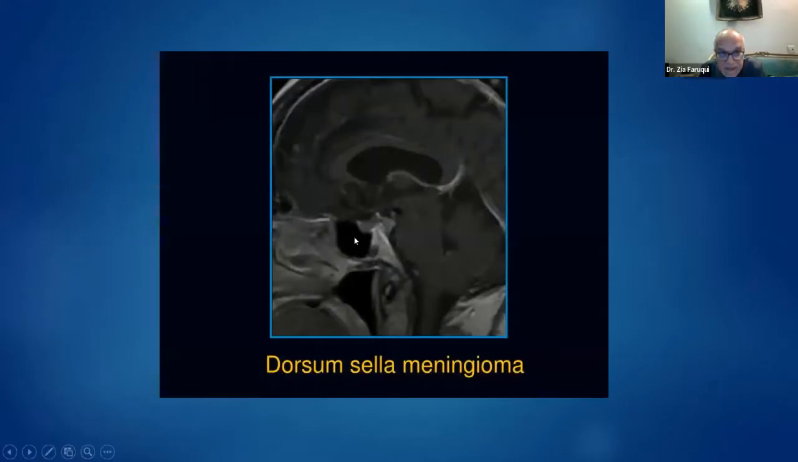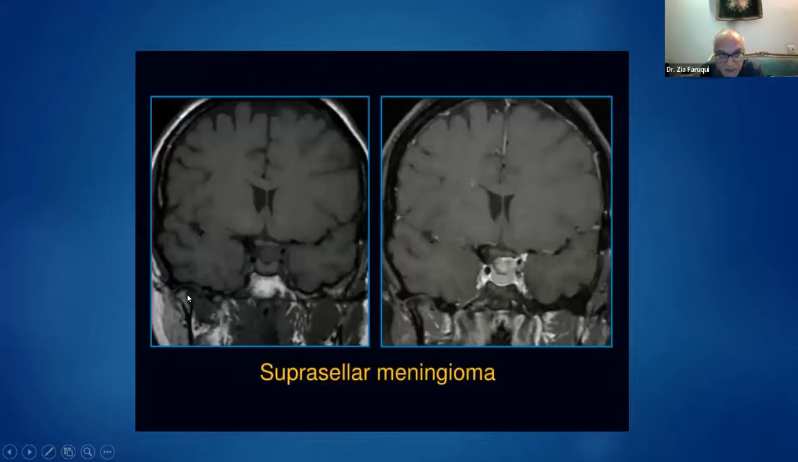So again, this is a sagittal view of the brain, normal pituitary gland. This is the clivus, and there's a little enhancing lesion. You can see the homogeneous enhancement, and you can see that the lesion has a broad base against the clivus. So this is again a typical appearance of a dorsum sellae meningioma.